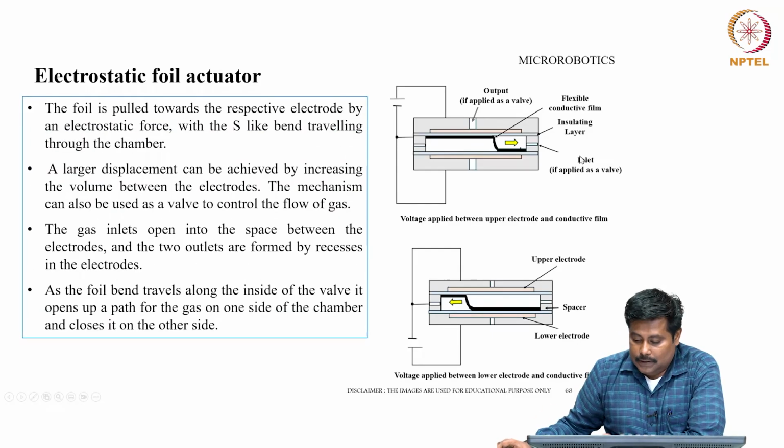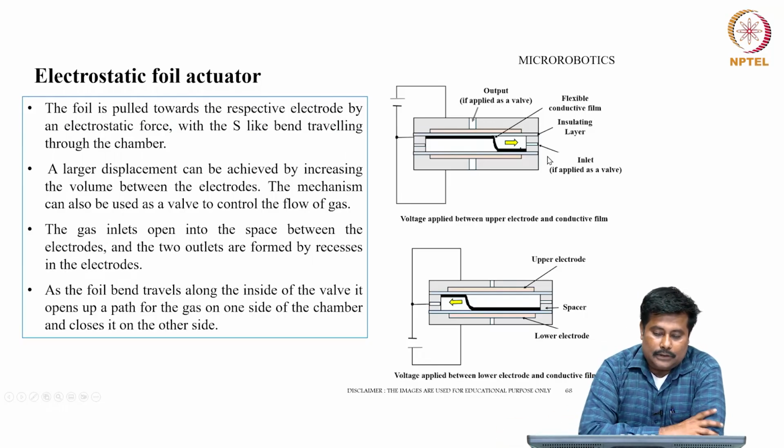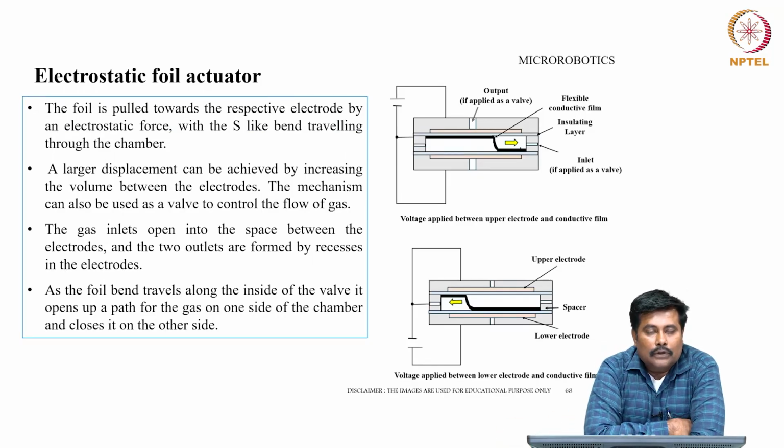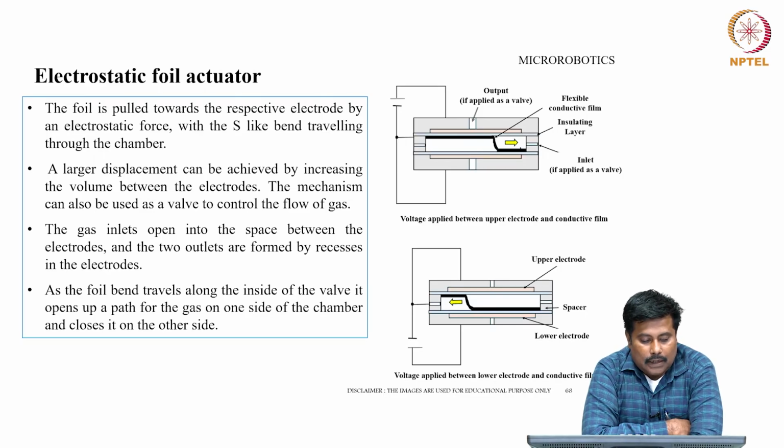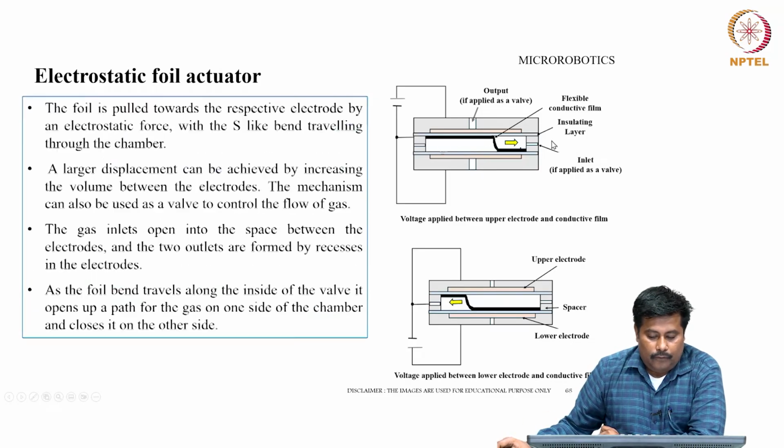So as far as this electrostatic foil actuator is concerned, the electrostatic foil is pulled towards the respective electrode by an electrostatic force, with an S-like bend traveling through a chamber. The large displacement can be achieved by increasing the volume between the electrodes, and the mechanism can also be used as a valve to control the flow of gases.